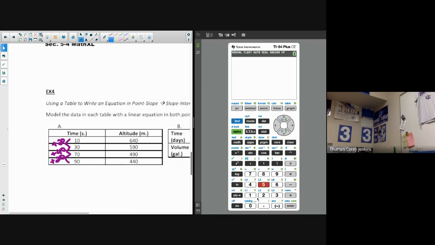So 590 minus 640 gives negative 50. That tells me we did minus 50 to get from one to the next. And on our other one, 490 minus 590 would give me negative 100, and 440 minus 490 would give me negative 50. Either way, we should get that our slope is negative 50 over 20, which is equal to negative 100 over 40.